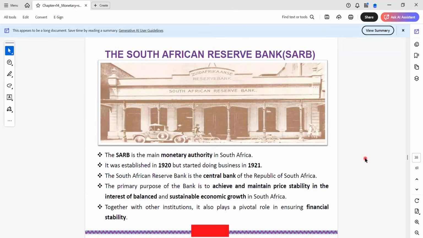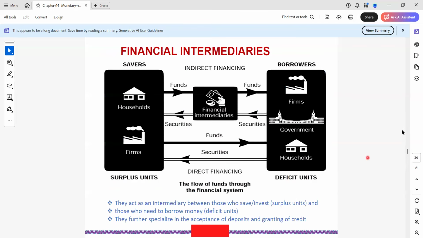Now we're going to look at the South African Reserve Bank. One thing that you know already is that the South African Reserve Bank is the banker of the government. Remember, one person might be asking themselves, why is the government not on this side? Does the government not have money to deposit into banks? The government does have money, but they keep their funds in the South African Reserve Bank. But they do borrow money from the commercial banks.